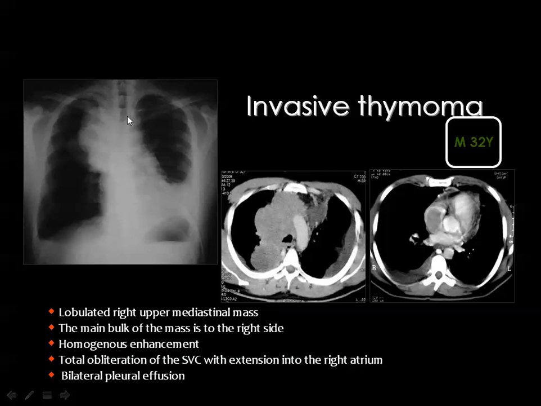And here is also a mass which is located along the mediastinal border on the right side, and the CT scan showed the presence of a mass with invasion of the superior vena cava. The superior vena cava is totally obliterated, and also extension of the tumor into the right atrium. This is the right atrium and this is the left atrium, as you remember. And both in the X-ray and in the CT scan, you can see some pleural fluid bilaterally here and there.